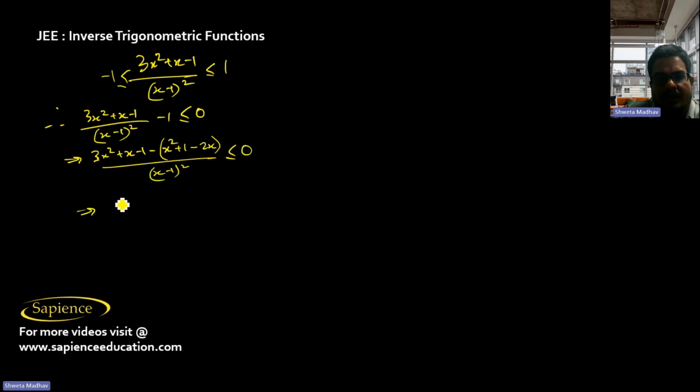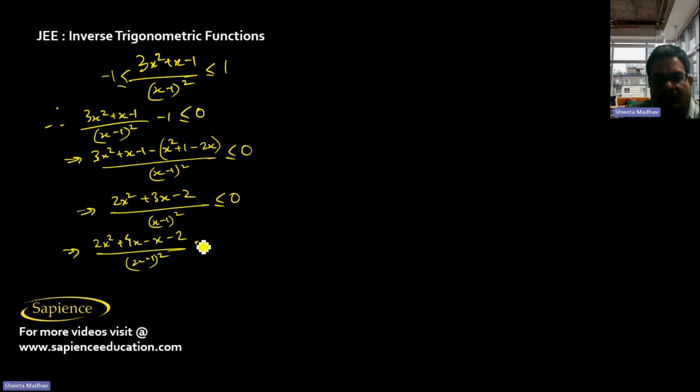So therefore I can say (2x square plus 3x minus 2) divided by (x minus 1) whole square, that is less than or equal to 0. So I can say 2x square plus 4x minus x minus 2 by (x minus 1) whole square, that is less than or equal to 0. So therefore I can say this is 2x into (x plus 2) and minus 1 into (x plus 2). So (2x minus 1) into (x plus 2) by (x minus 1) whole square, that is less than or equal to 0.